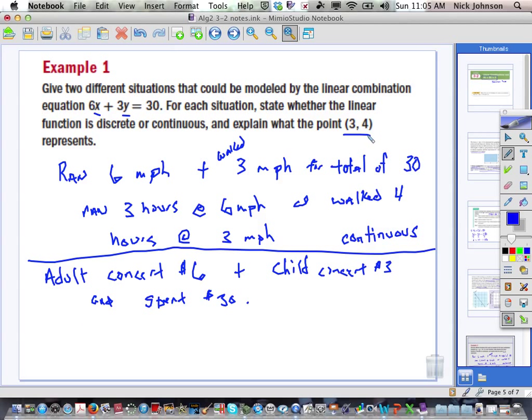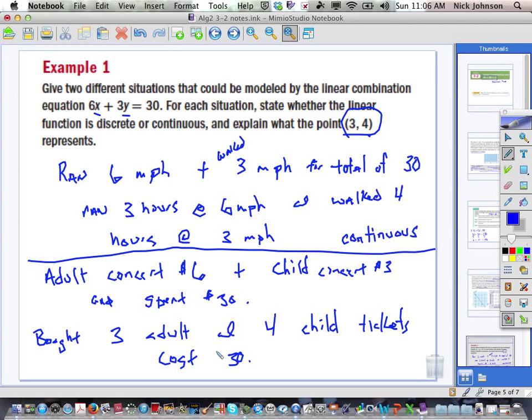What does (3, 4) mean for this instance? That means we bought 3 adult tickets and 4 child tickets. And it cost $30. Now, since we can only buy whole number of tickets, I mean, you can't have 2.5 adults or 4.5 adults, then this function would be discrete. Okay?